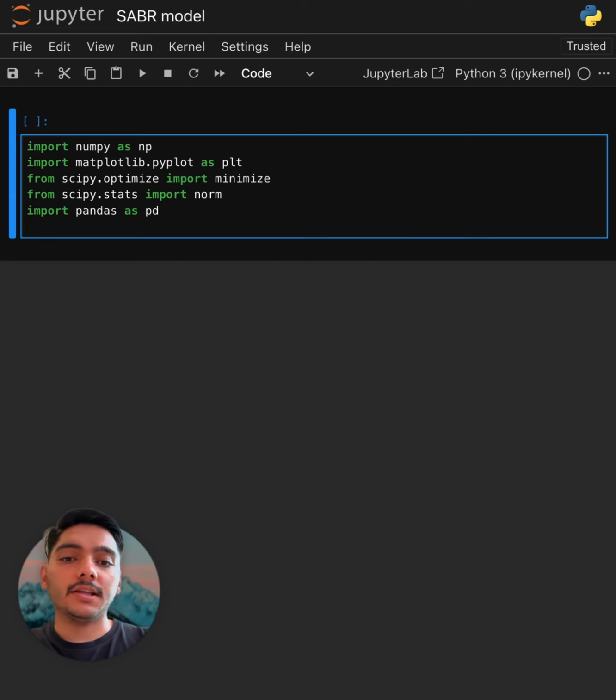So let's start. I have broken down this model into different steps. So let's start with step one. The problem first is the volatility smiles in interest rate markets. So let me first define a function.